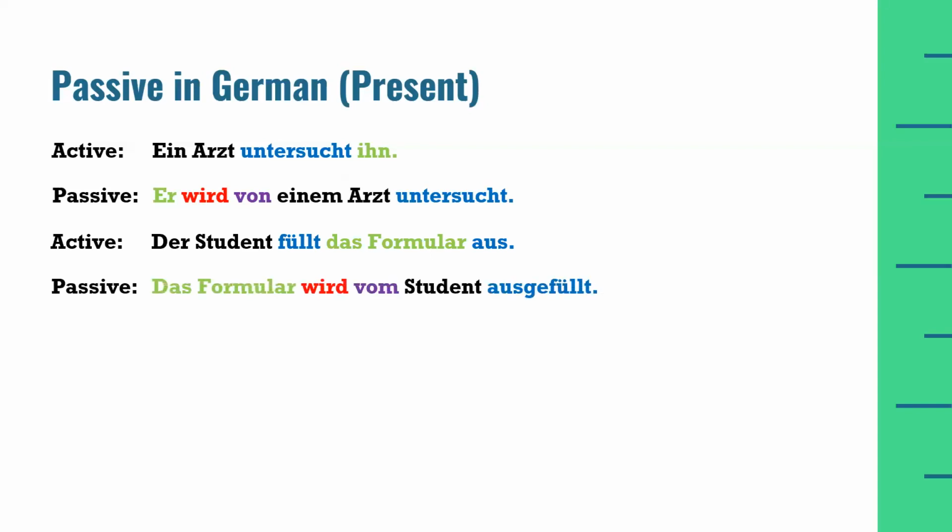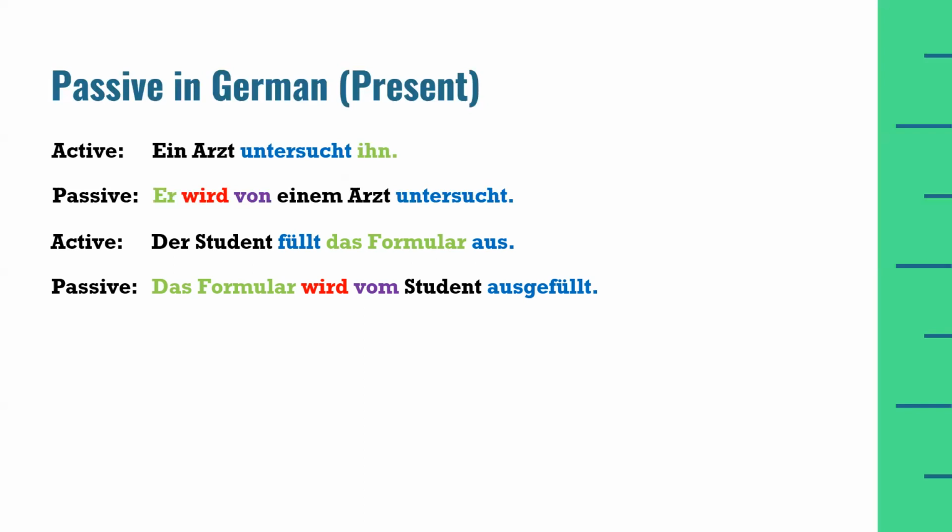In order to make the passive sentence, we have to take the object of the active sentence and make it the subject of the sentence in passive. So here you don't see any difference between the object from the active sentence and the subject from the passive sentence. The reason is that we use the same article for a neuter noun, Formular, in both nominative and accusative case.